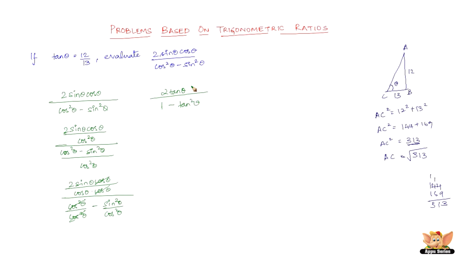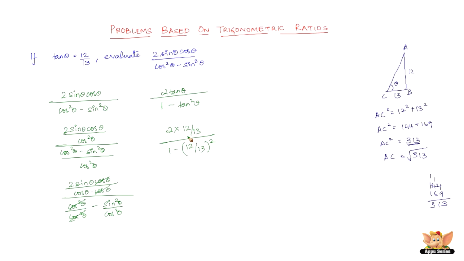So what we've done now is we've converted this entire function in terms of tan theta, which makes it so much easier for us to just substitute the value of tan theta in here and then go ahead and find the value. So now, 2 times tan theta is given as 12 by 13. So it's 2 times 12 by 13 over 1 minus tan square theta, which is going to be definitely 12 by 13 the whole square.